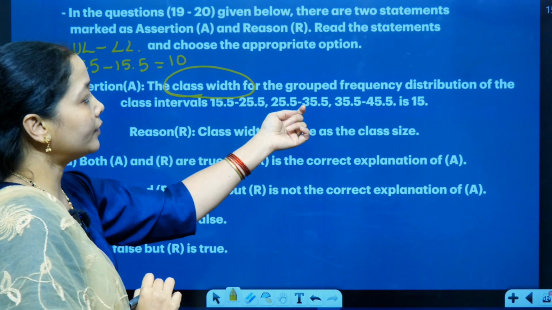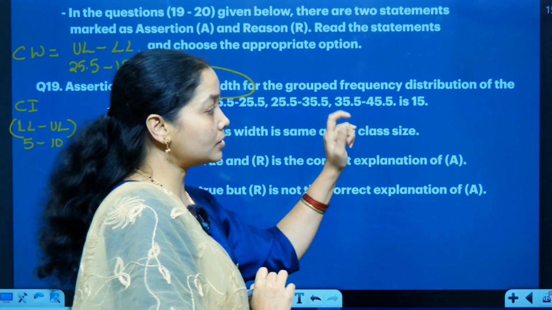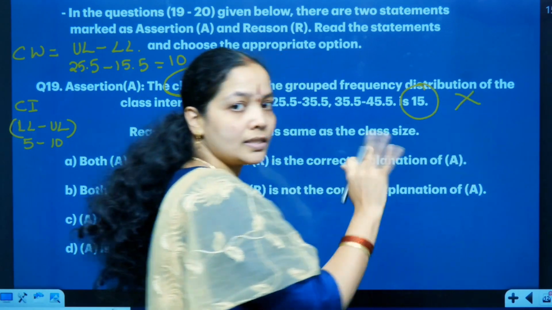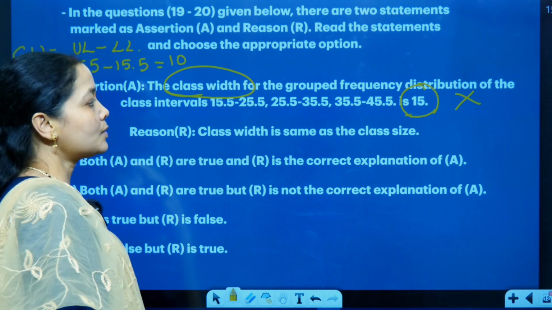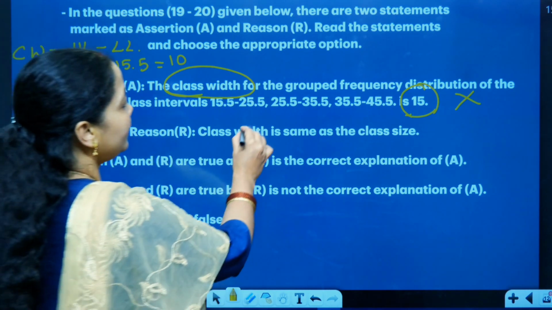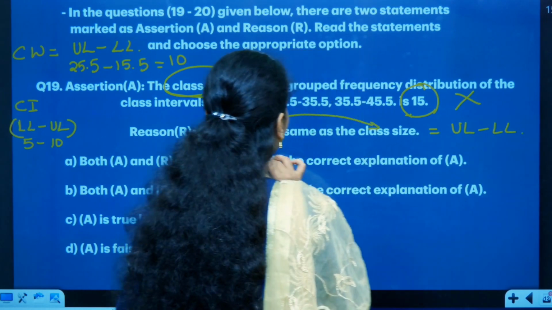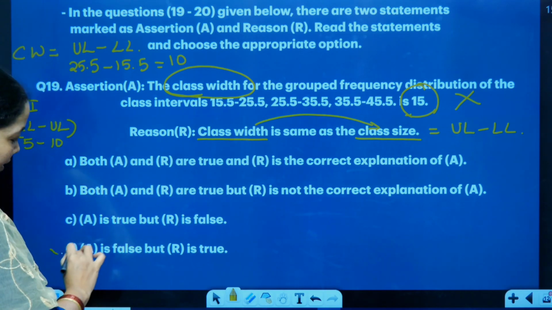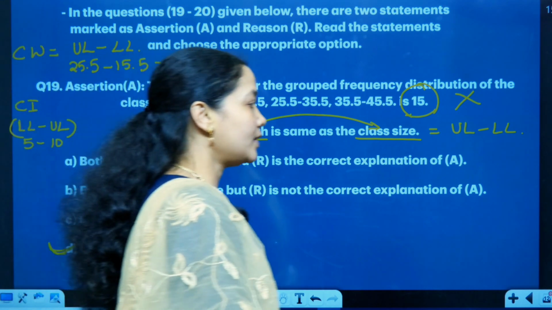You can do anything here. 35 minus 25.5, that is also 10. 45.5 minus 35.5, that is also 10. But they are telling the class width is 15. Directly we can say assertion is false. As we got to know the assertion is false, let us check with the reason. Reason, they are telling class width is same as class size. What is class width? Class width is upper limit minus lower limit. The other name of class width is class size, which is also equal to upper limit minus lower limit. Therefore, I can say class width and class size are equal to each other. Hence, we'll go for option D, that is assertion is false but reason is true. This will be my right answer of selection among the given things.